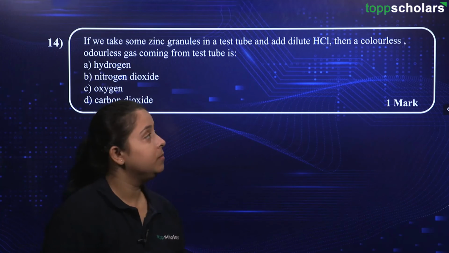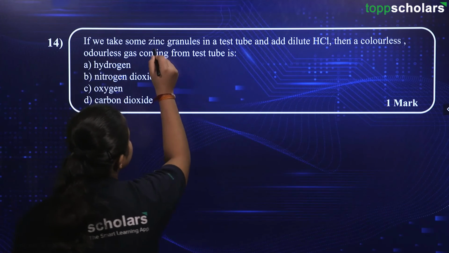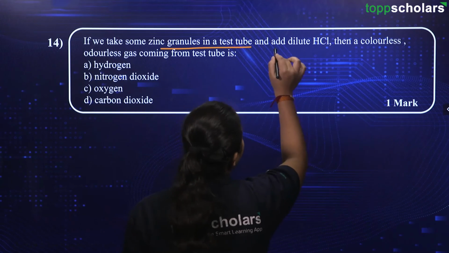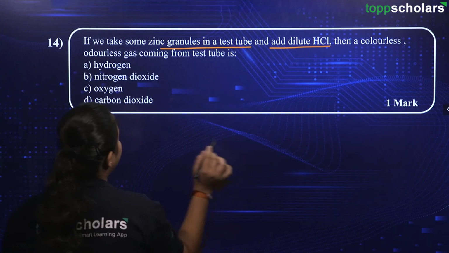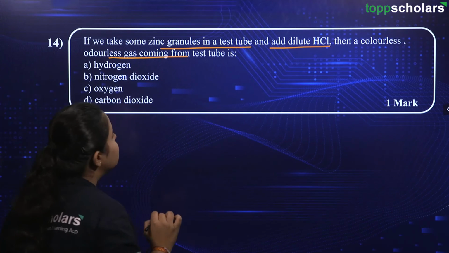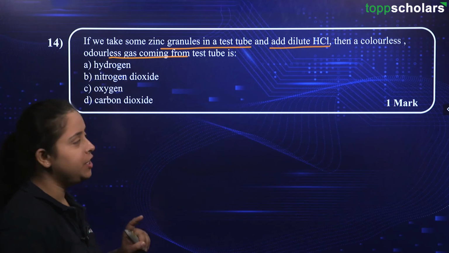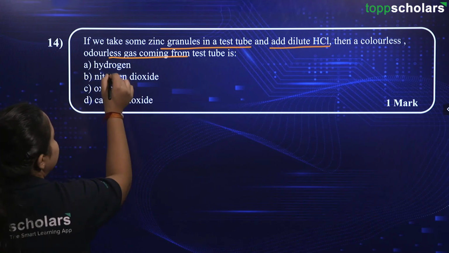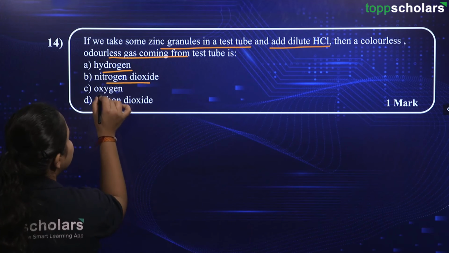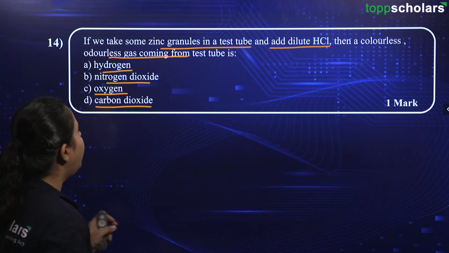Here is the question. The question says, if we take some zinc granules in a test tube and add dilute HCl, then a colorless, odorless gas coming from the test tube is what? This is an MCQ question. You are provided with the options. Is it hydrogen? Is it nitrogen dioxide? Is it oxygen? Or is it carbon dioxide?